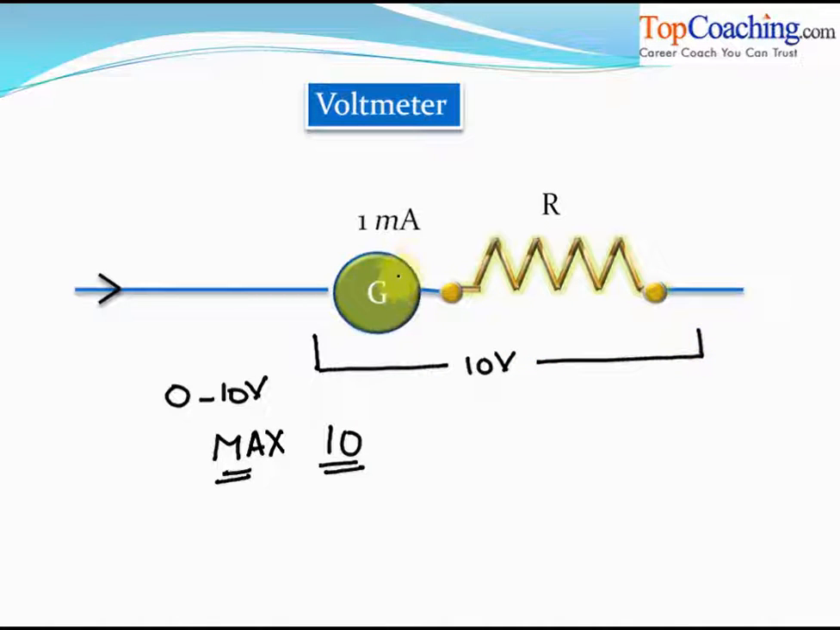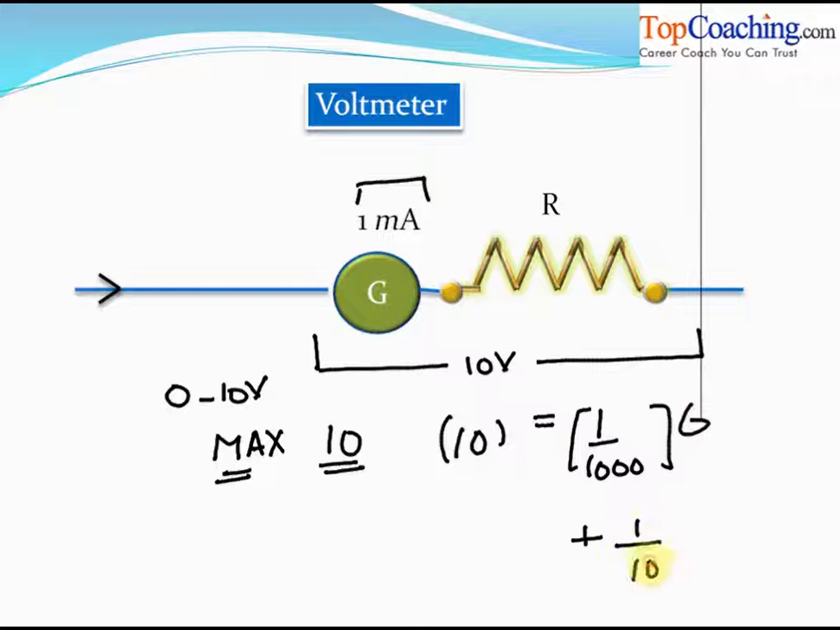Now we know that the potential difference detected by the galvanometer is actually proportional to the current passing through the galvanometer by Ohm's law. V is IR. So when the maximum voltage is measured by the voltmeter, that's when the maximum deflection current will pass through the galvanometer. So you can basically say that 10 volts here is equal to 1/1000 amperes into G plus 1/1000 amperes into R. Isn't it? The net potential difference across the galvanometer resistance system, the voltmeter, is 1 milliampere into (G plus R).